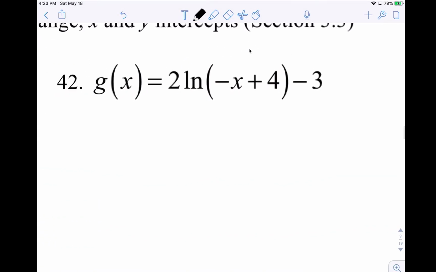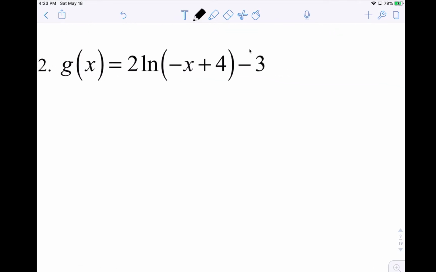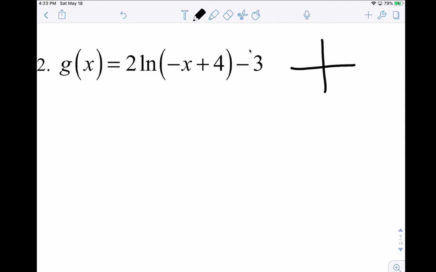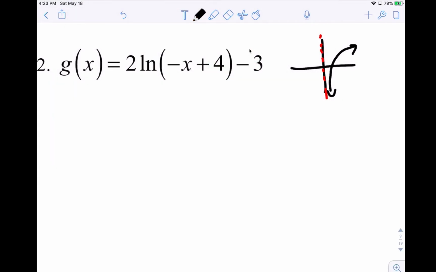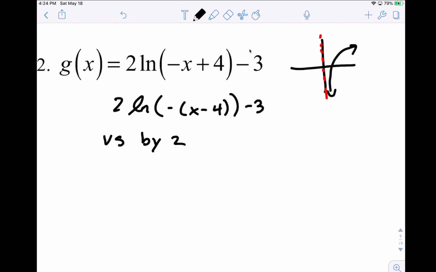All right, so 42, starting with a natural log function, which looks like this, with a vertical asymptote at x equals 0. Okay, so I have 2 natural log negative x minus 4 minus 3. All right, so we got vertical stretch by 2, reflection over the y. We're going to move it right 4, and then down 3, right?